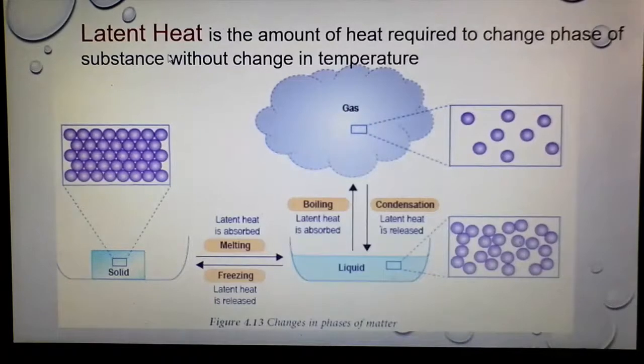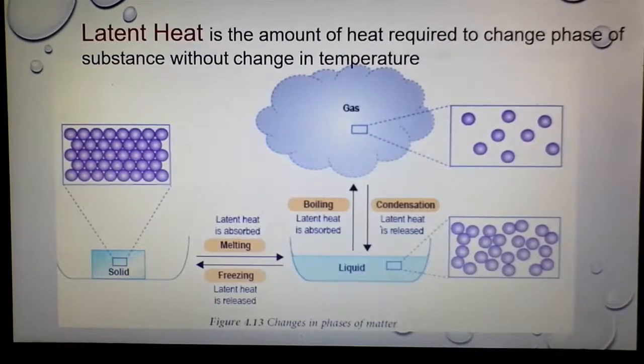Okay, the meaning of latent heat. Latent heat is the amount of heat required to change the phase of a substance without change in temperature. No increase in temperature, or constant temperature. So the processes involved here are change of phase, for example, melting process, solid changes to liquid, freezing process, liquid changes to solid, boiling process, liquid changes to gas, and condensation process, gas changes to liquid. So the amount of heat that is required, we call it latent heat.